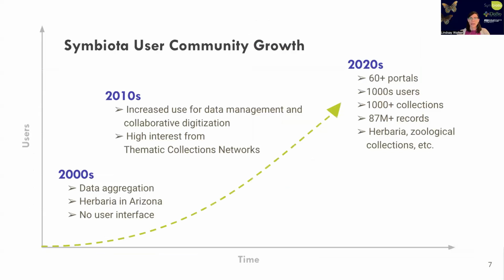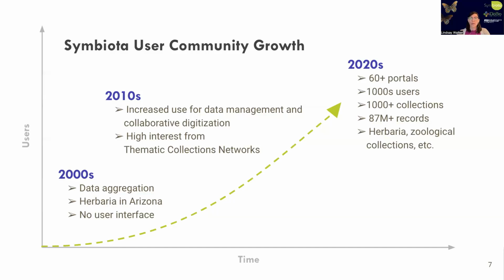In the early 2000s, Symbiota was originally just used by a handful of herbaria in Arizona, and there was no real user interface of any kind. Fast forwarding 10 years into the future, Symbiota had a front-end user interface, and there was very high interest among the thematic collections networks that were funded by the US National Science Foundation to start using Symbiota portals as part of their digitization projects. By 2020, the Symbiota user community had grown exponentially.